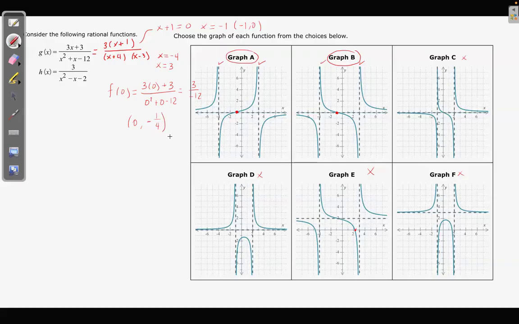So let's look for a graph that crosses the y-axis at a negative place. So this one is positive, this one negative. So the one that covers all the bases is graph B. So this is our winner. You are g of x.